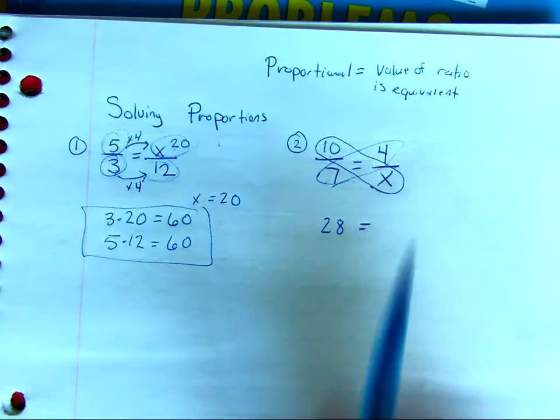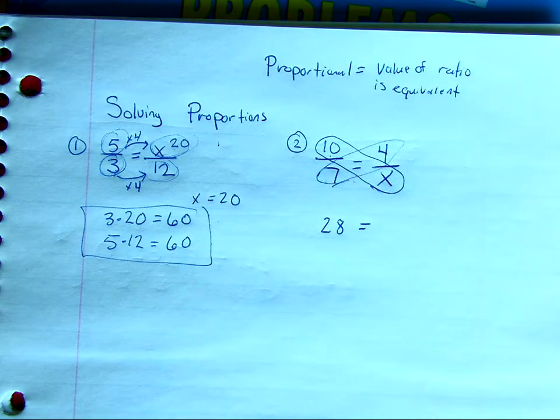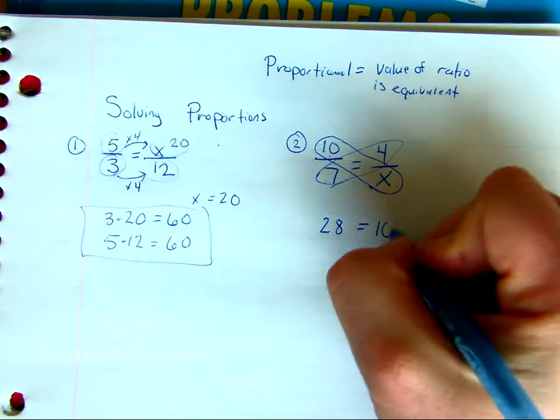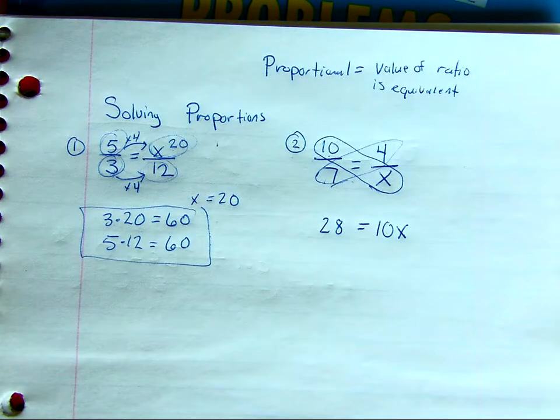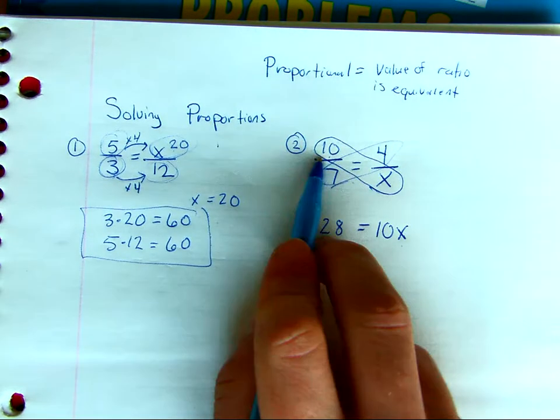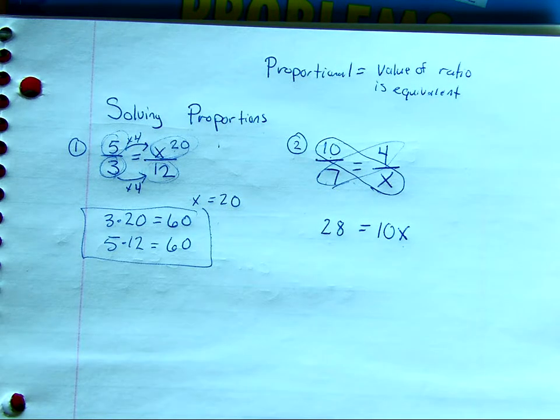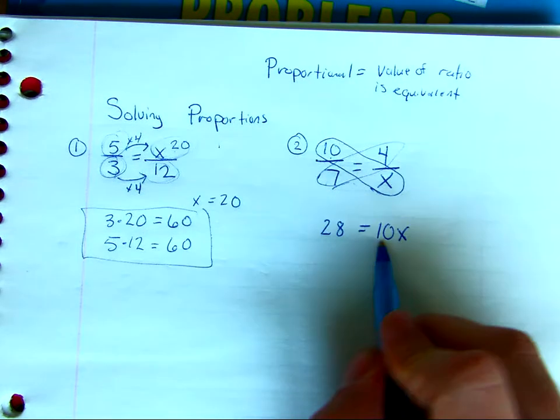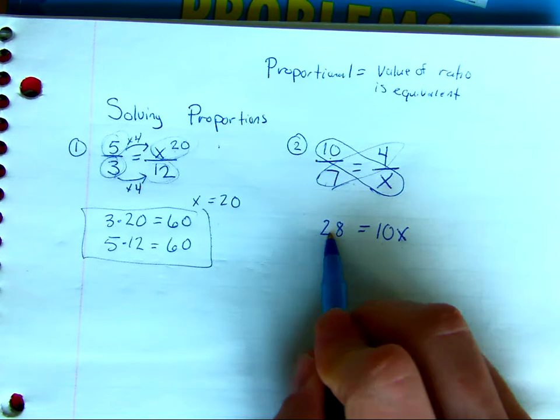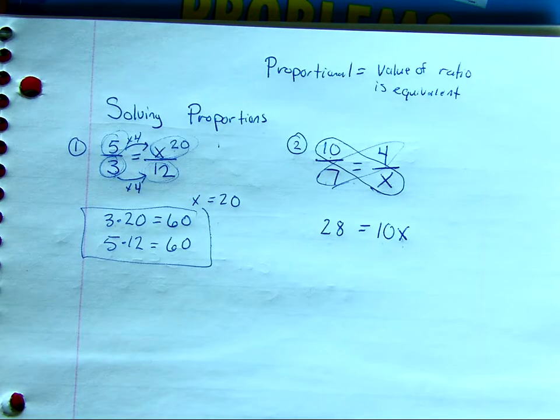10 times x is what? We don't know. Well, we do know that it equals 10x, because 10 times x is 10x. And then 10x has to equal 28. So 10 times something makes 28. Chris? 2.8. You're totally right. If he couldn't just do that in his head, what could he do?